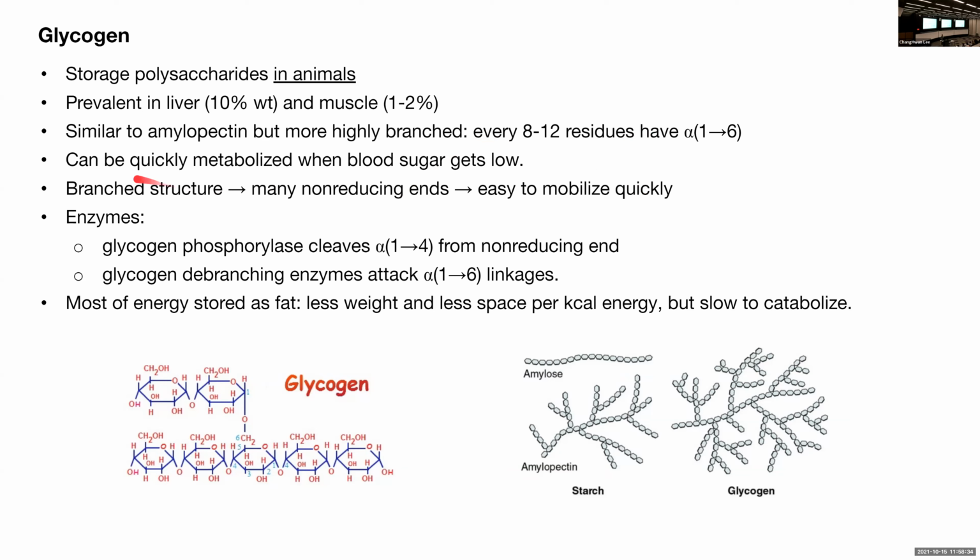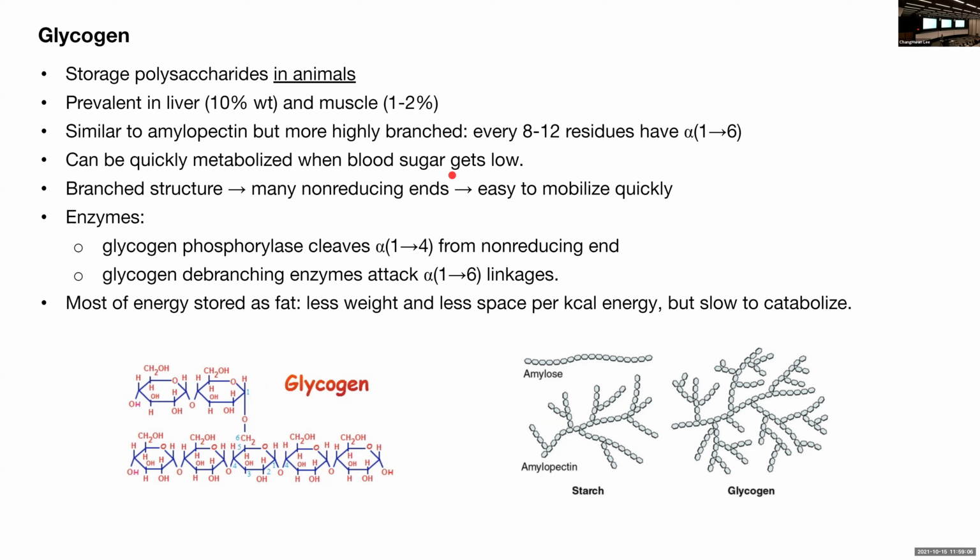And this glycogen can be quickly metabolized when blood sugar gets low, because it has lots of branches, so there are a lot of ends, right? Basically, branching ends, the end of each chain that you can attack and detach the single sugars from. So the same thing applies here too. You have a highly branched structure, which means you have lots of ends.